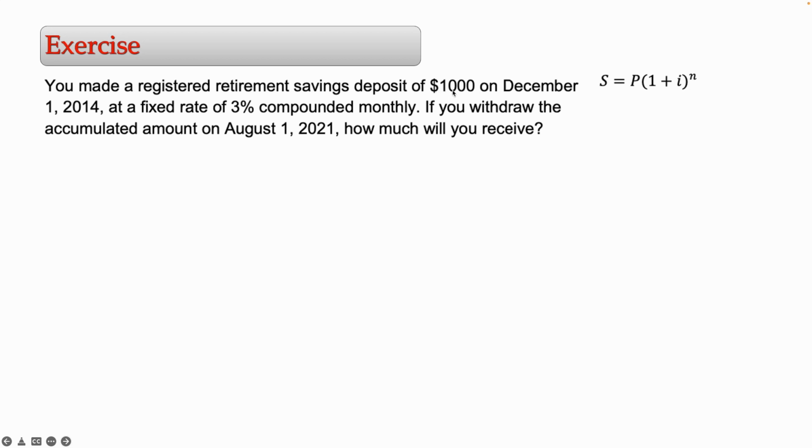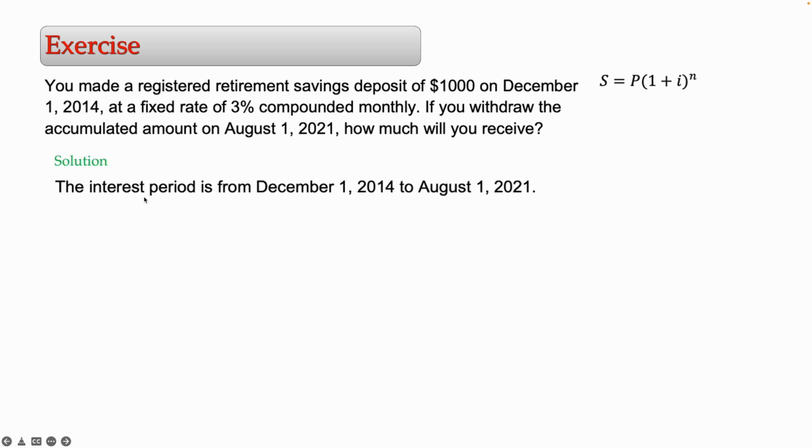And we have the formula here. We also have the principal. P is 1,000. That was the deposit. We know the annual rate of interest that is 3%. But because we compound monthly, I'm going to divide it by 12 to get this amount here, i. So what is maybe a little tricky to find is the time. How long was the term? The deposit was on December 1st, 2014, and it finished on August 1st, 2021. So that was the moment of the withdrawal.